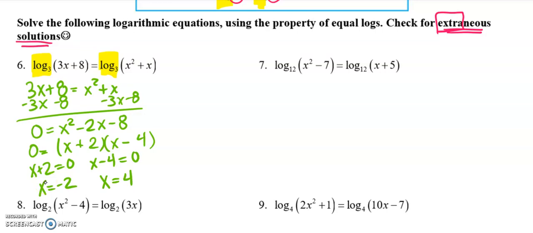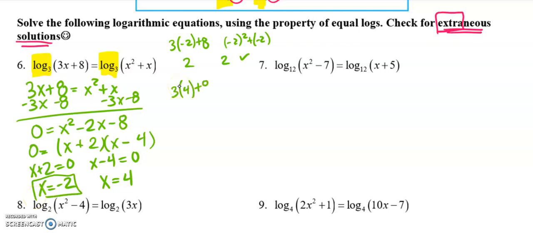Here's where we have to plug them back in and make sure we don't get any of those extraneous solutions. If we plug in the negative 2, we get 3 times negative 2 plus 8. Does that equal negative 2 squared plus negative 2? Let's see, we get negative 6 plus 8 is 2. We get 4 minus 2 is 2. Can I take the log of 2? I can, so those work. So that's a keeper.